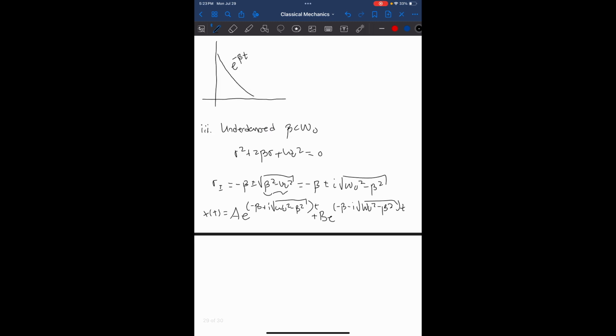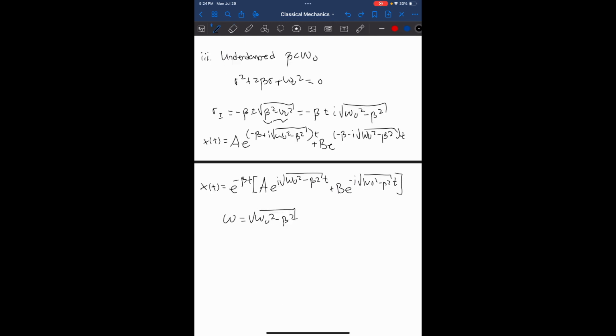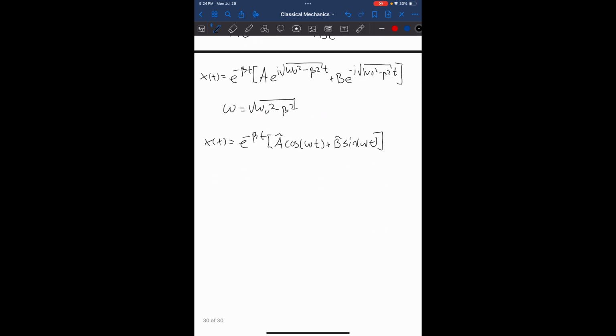Factoring out an e to the minus beta, x of t is going to become e to the minus beta t times a e to the i square root of omega naught squared minus beta squared t plus b e to the minus i square root of omega naught squared minus beta squared t. Now we're going to define omega to be the effective frequency, which is the square root of omega naught squared minus beta squared. So x of t is e to the minus beta t, and as we've just seen, we can rewrite this as a tilde cosine of omega t plus b tilde sine of omega t. So we get oscillations that are decaying in time.